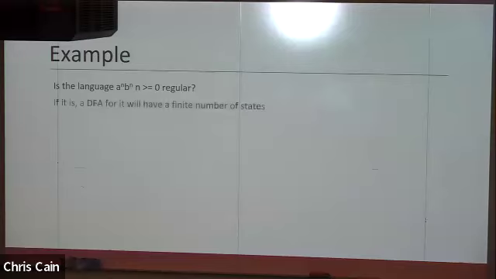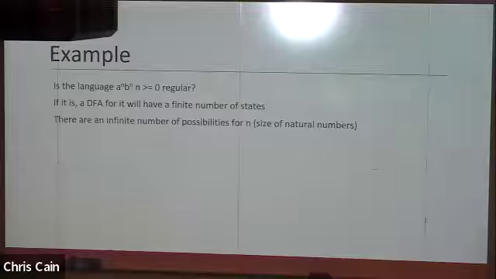If this were regular, then the DFA for it would have a finite number of states. That's true for every regular language. We can't make an infinitely sized DFA. We can't make an infinitely long regular expression or a grammar with an infinite number of productions, because eventually we need to be able to terminate and say, yes, the string is in this language, or no, this string is not. If we have an infinitely sized DFA, we have no guarantee that we'll ever be able to answer that question. In order for a language to be regular, every single finite length string needs to be accepted or rejected in a finite amount of time.